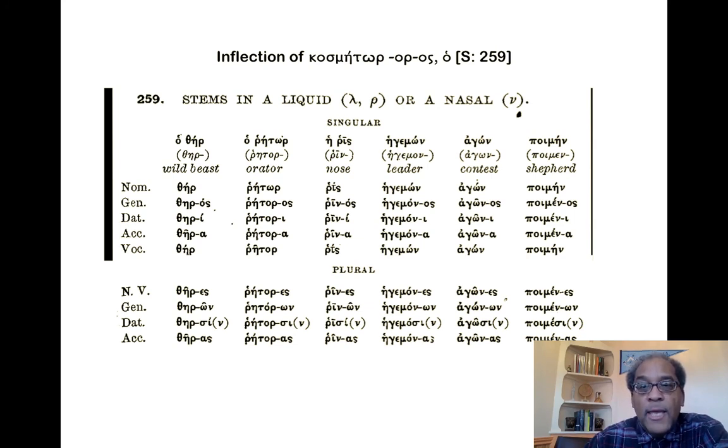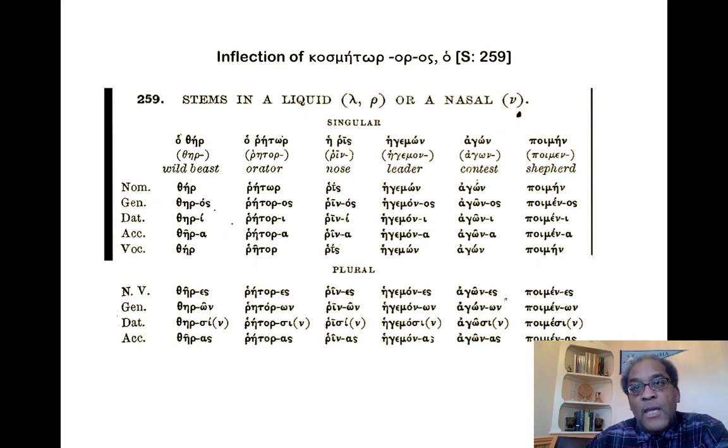And look at hegemon, leader. That's the way Apollo is going to be declined. Ἀπόλλων, ἀπόλλων-ος, ἀπόλλωνε, ἀπόλλωνα. O Ἀπόλλων. So this set of stems in the nasal and a liquid is very important. We'll also see κοσμήτωρ, look at rhetor. Κοσμήτωρ, the leader or ruler, marshaler of the troops. This will be declined like rhetor. Rhetor, rhetoros, rhetore, rhetora, rhetor. So κοσμήτωρ, κοσμήτωρος, κοσμήτερε, κοσμήτερα, o κοσμήτωρ.